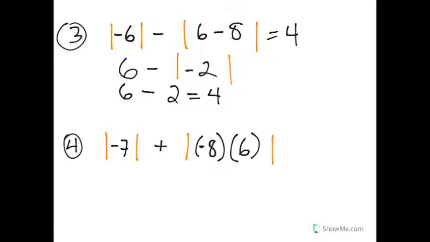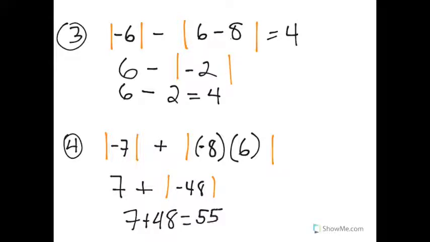Looking on down to number 4, we have the absolute value of negative 7, which is just 7, plus the absolute value of negative 8 times 6. Well, negative 8 times 6 is negative 48. So we are left with 7 plus the absolute value of negative 48. Well, the absolute value of negative 48 is just 48. So the solution to this equation is 55. And the solution to the original equation would then be 55, because they are equivalent.